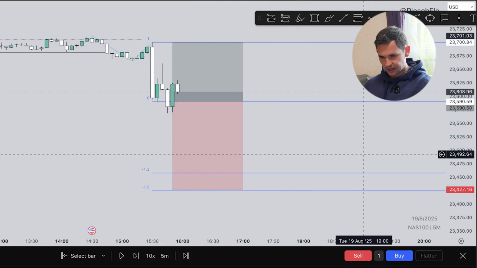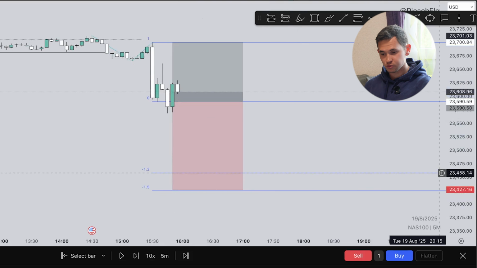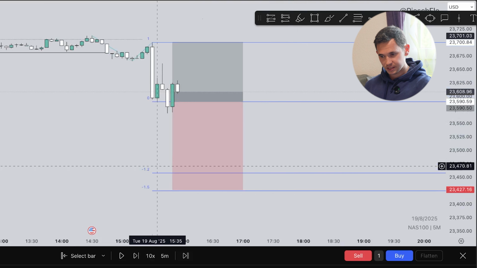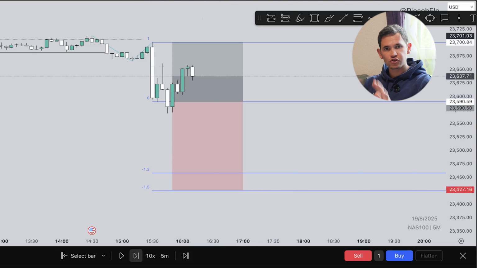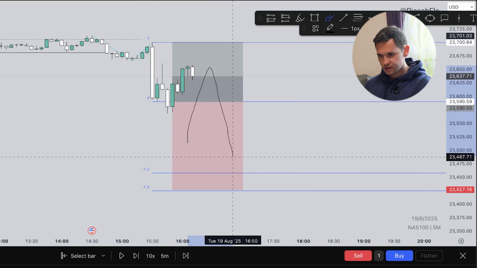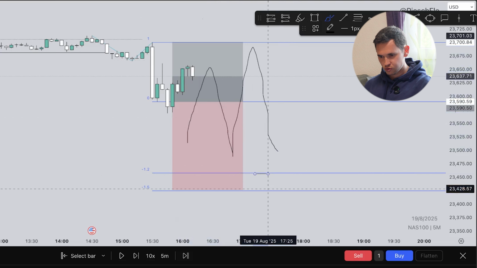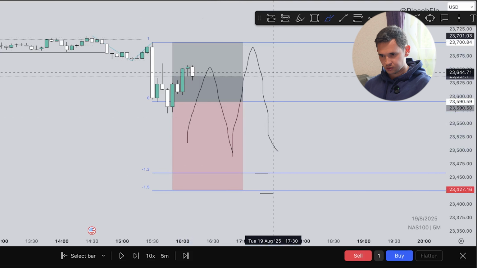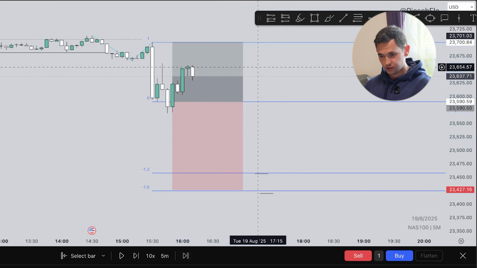Once I was in the trade, I set my alarms at the 1.2 deviation because that's my break-even point, same as last week, and 1.5 is my take profit point. After that, I am just closing the chart. I'm not watching my trade because I don't micromanage. I don't care what's happening in between here. I only care about my extreme zones and my stop loss, obviously, because I want to know if my stop gets hit, which is also a possibility.